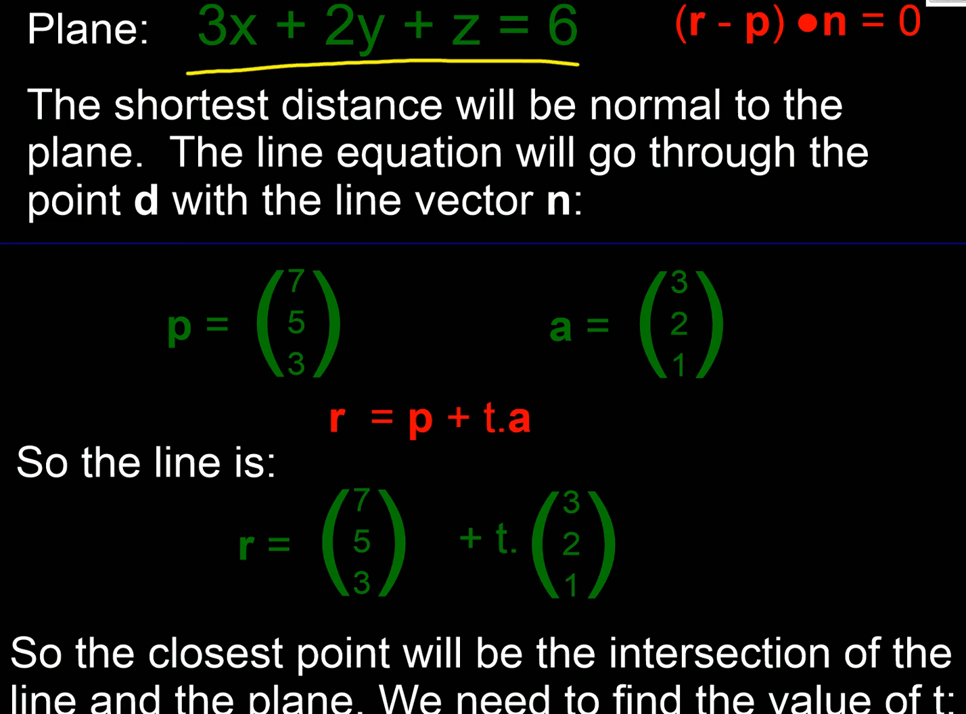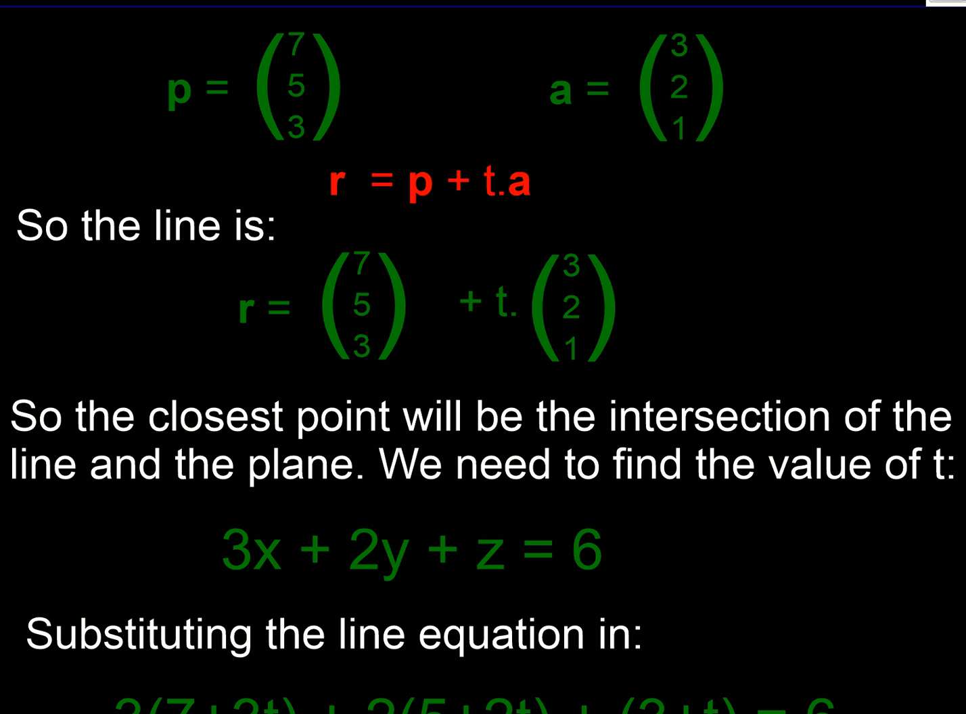Okay, so what we do know then is that a point on our line is going to be our D point, that's our 7, 5, 3. And we know that the line vector a must be the normal vector n, which we know from the plane equation is 3, 2, 1. And we can substitute that into the generalized equation and then do exactly what we did in the last part. We're now going to find the point at which that line intercepts the plane.